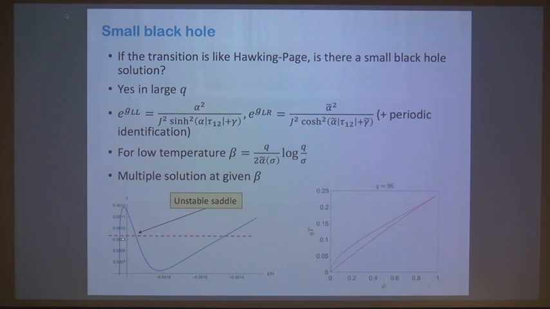Two of these solutions correspond to these two phases, the low temperature thermal gas phase and the large black hole phase. And there is a third solution, which from the canonical ensemble point of view, you would say is unstable, and it never shows up in the canonical ensemble.